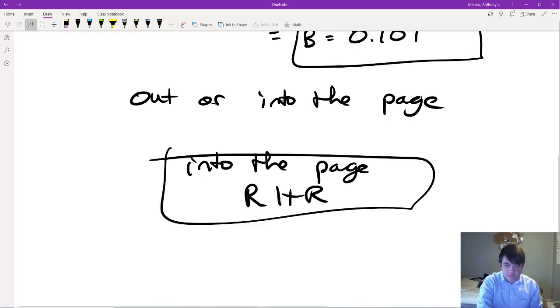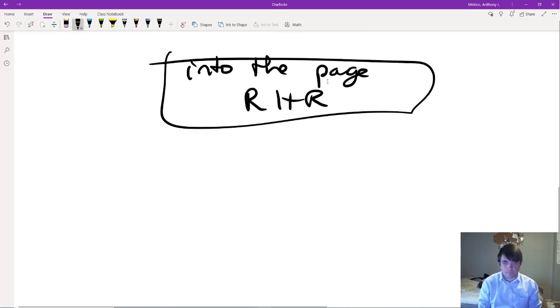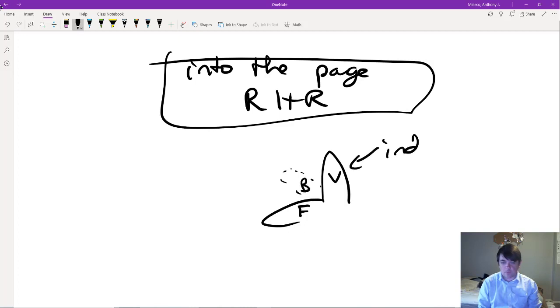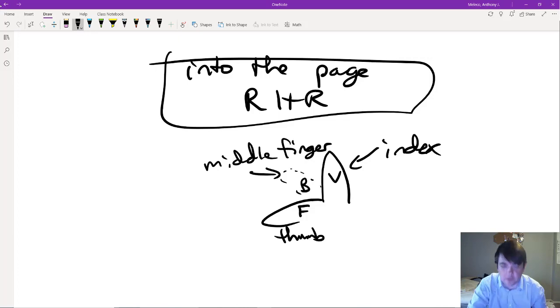And again, what this looks like, this is my index finger, this is my thumb, and then the middle finger is B. So this is your index, this is your thumb, and then this is your middle finger. So it's really easy to figure that out.